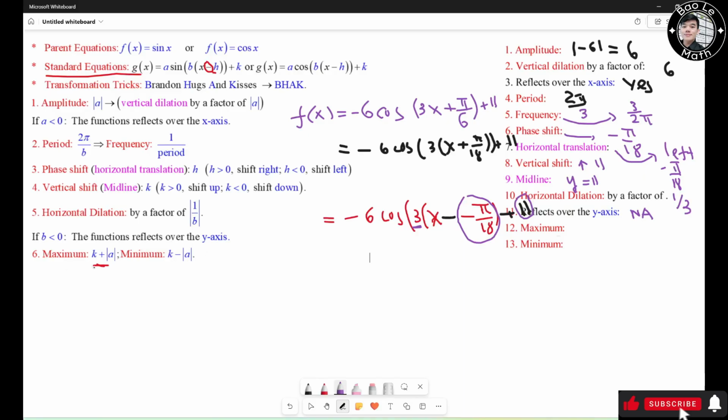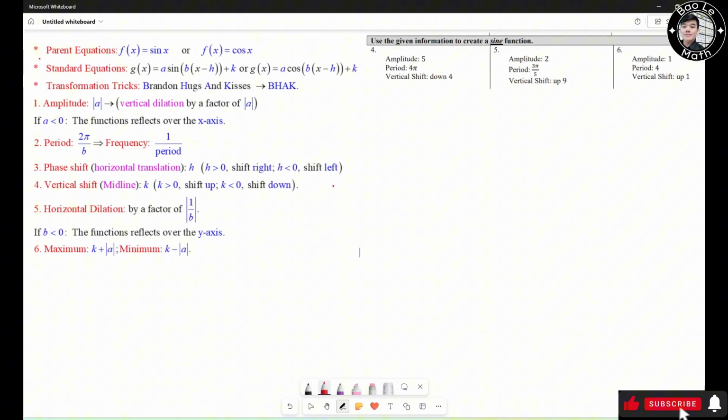The maximum, use the formula right here, right? So it will be 11 and 6, the absolute value of -6, which is 6. So it will be 17. Now minimum, 11 subtract the absolute value of -6, right? Equals 11 subtract 6. It's going to be 5, right? Now we're going to check. The maximum and minimum divided by 2 should be the midline, right? So 17 plus 5 divided by 2. It's going to be 11. That's correct, right? Now let's move on to the next example.